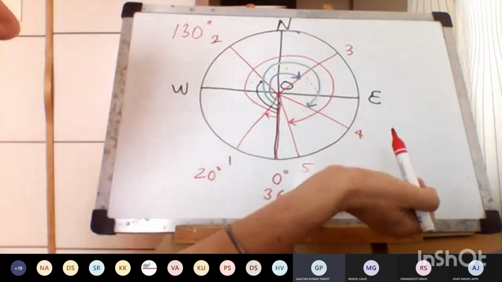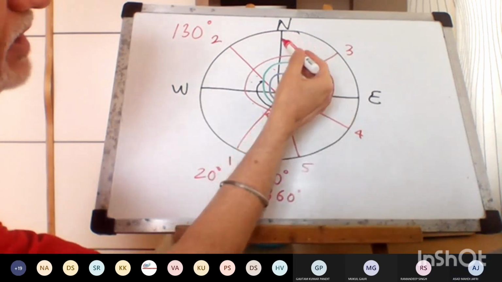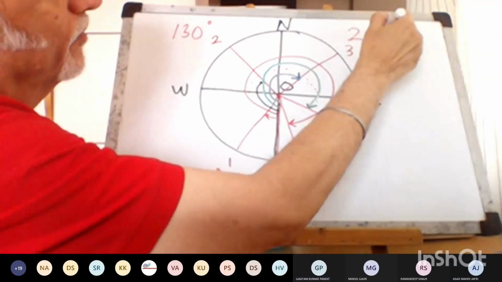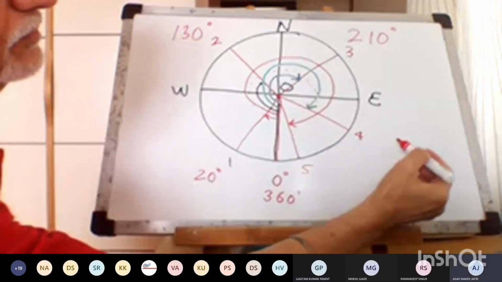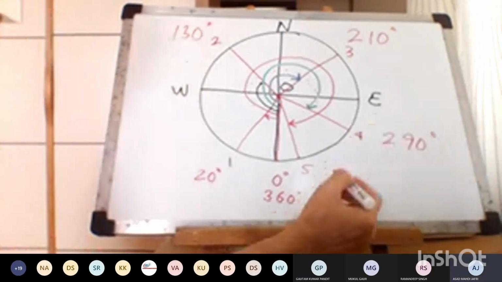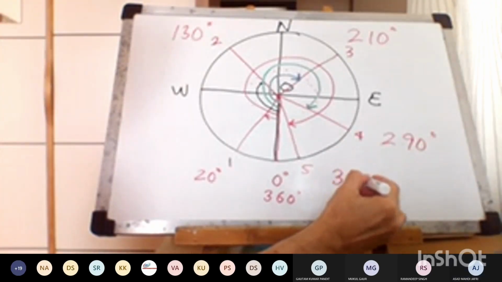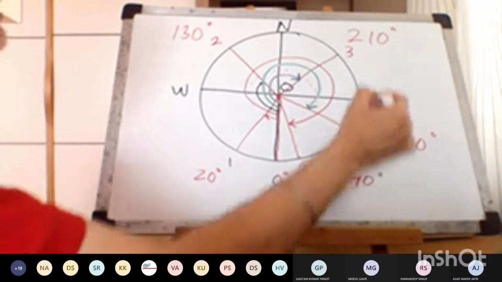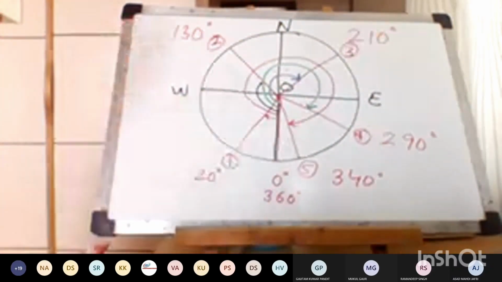Position number 3 में कितना होगा LHA? Sir, 210. Position number 4, sir, 290 degrees. And position number 5, 340 degrees. Very good answers.